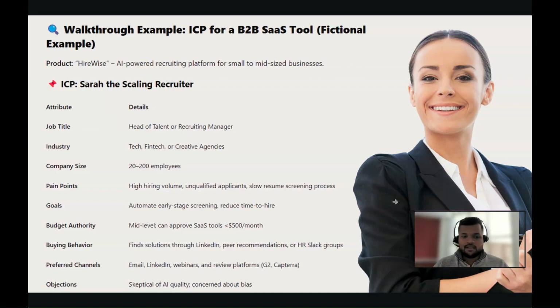Again, it connects to their preferred channels that we spoke about, like are they attending webinars, are they active on LinkedIn, or is there any other professional network that they are part of? And finally, we come to the objections. Are they skeptical of AI? What are they concerned about? What are their objections? Finding out their objections is also key to making a good product, because through your product and your product features, you're going to be addressing those objections.